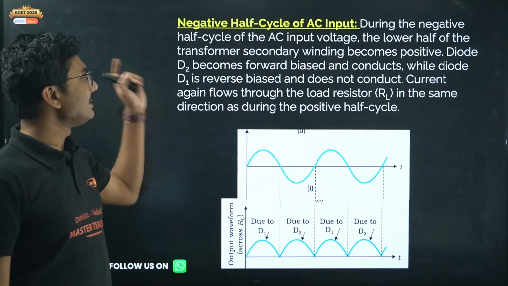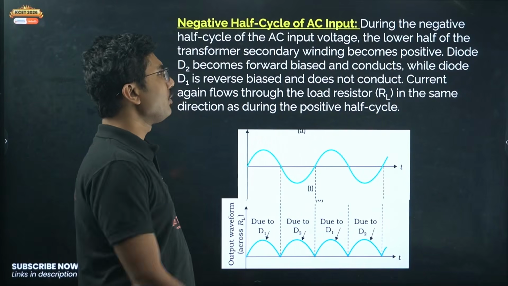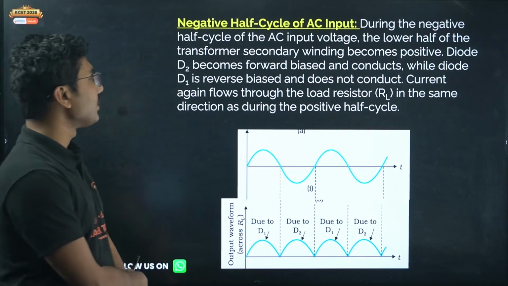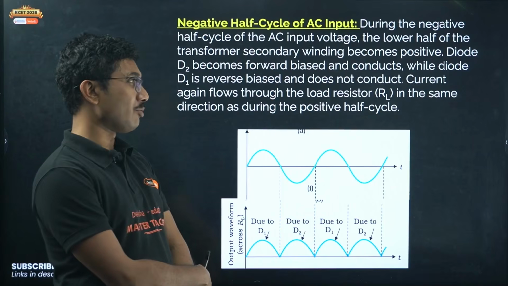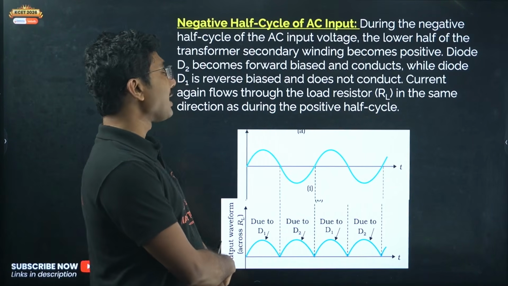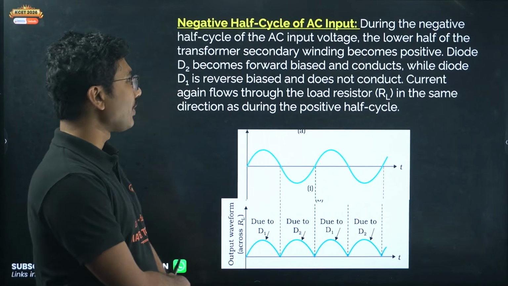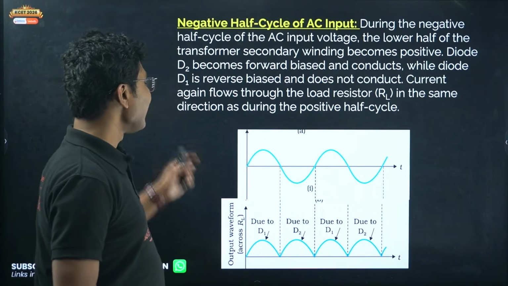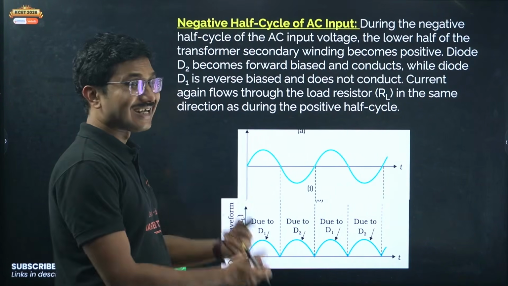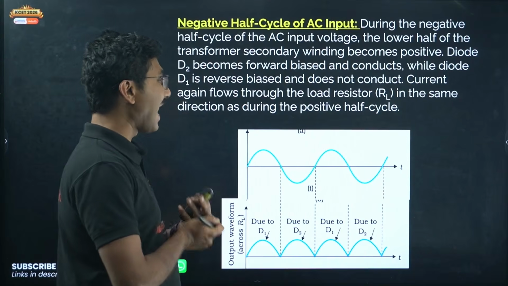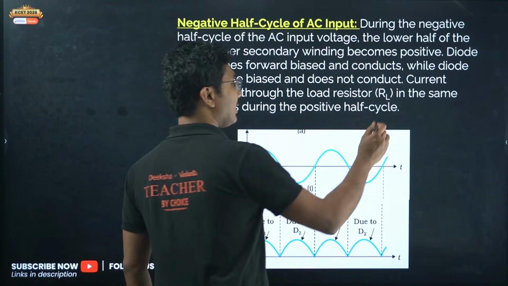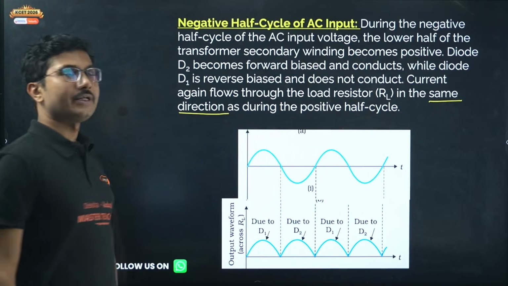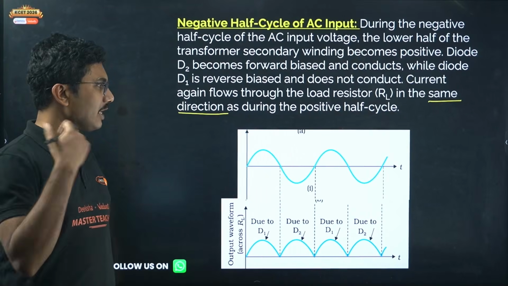Second is the negative half cycle of the AC input. During the negative half cycle of the AC input voltage, the lower half of the transformer secondary winding becomes positive. Diode D2 becomes forward biased and conducts, while diode D1 is reverse biased and does not conduct. Current again flows through the load resistor RL in the same direction as during the positive half cycle. This is a very, very important point to mention. If you don't mention it, you will lose 1 mark. Same direction is very, very important.